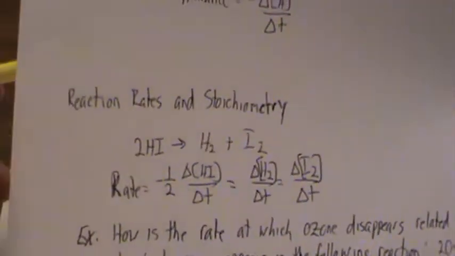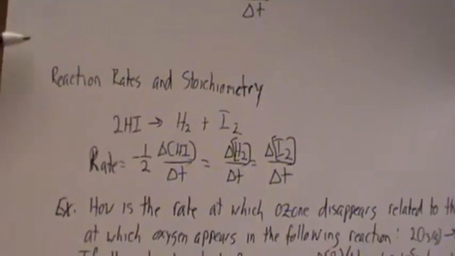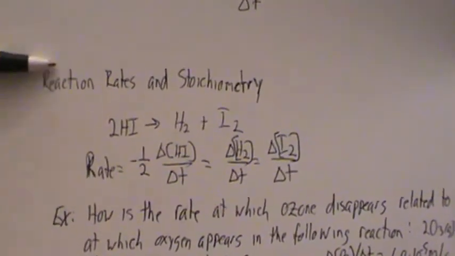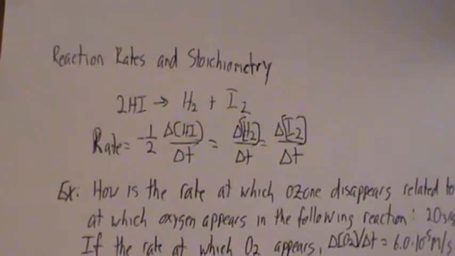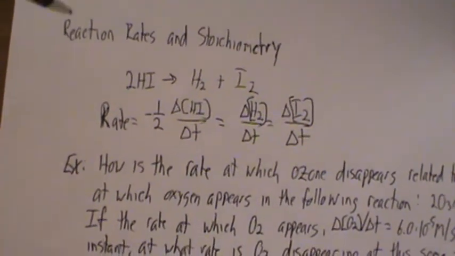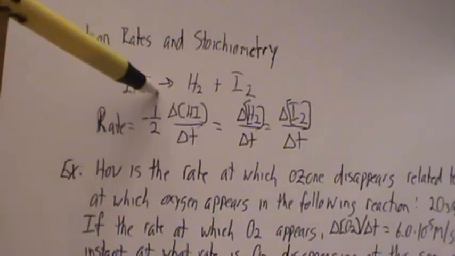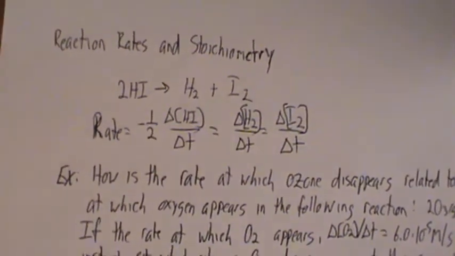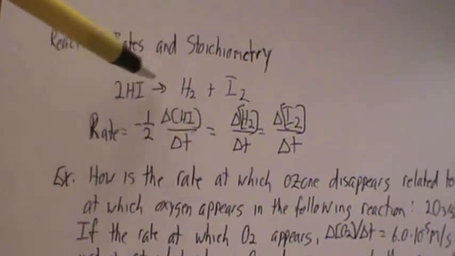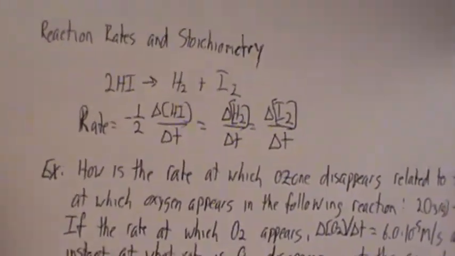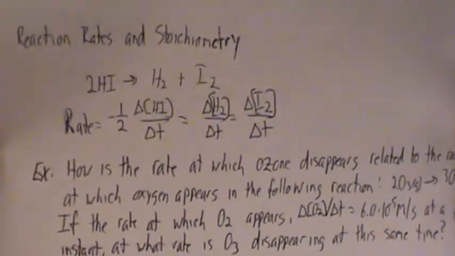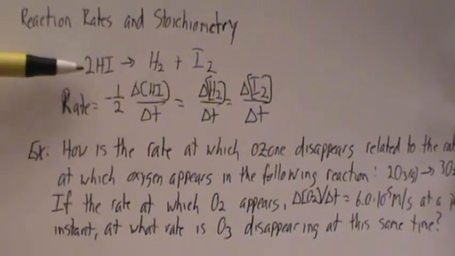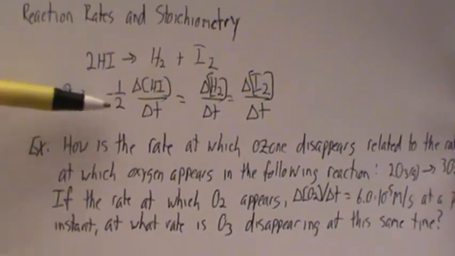Okay? Now, if we're looking at an actual balanced reaction, rates and stoichiometry, this is really easy to do. So we know that the rate of our reactants is disappearing and the rate of our products is appearing. So negative sign out in front of the reactants, positive sign out in front of the products. If we have any coefficients in front of our reactants or our products, we're going to take that coefficient and put 1 over that number.